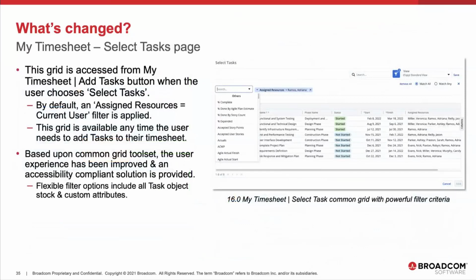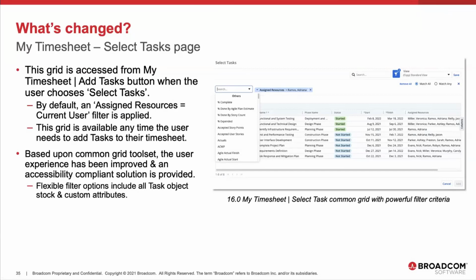So the select task grid is accessible from my timesheets, the add task button, right? When the user picks select tasks based upon the common grid tool set, we believe that the user experience is improved and it's also accessibility compliant, right? Our common grid is already compliant. So this is the user experience presented to the user specifically when they are selectively adding tasks to their timesheet.